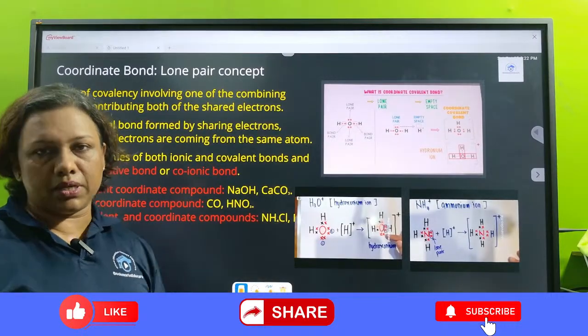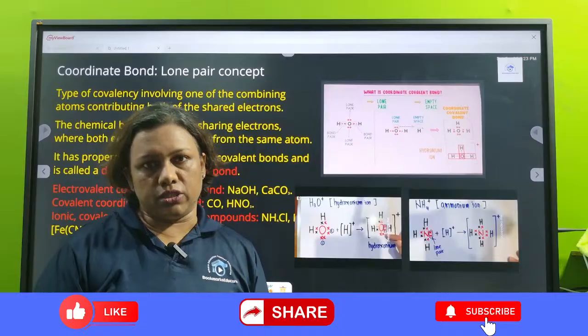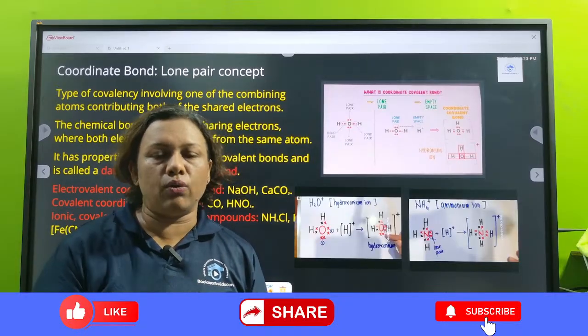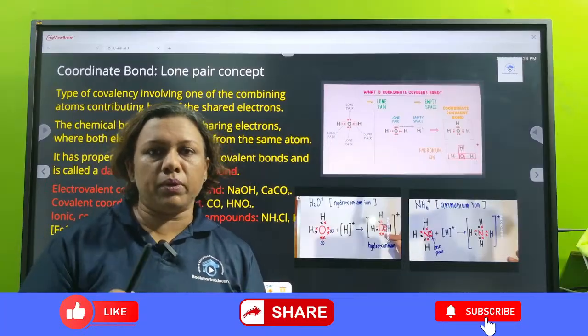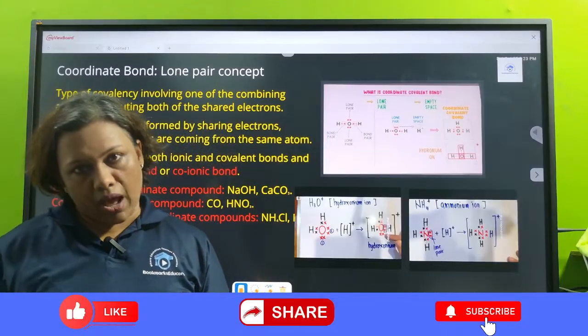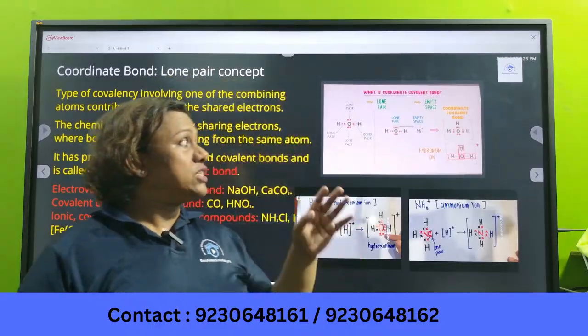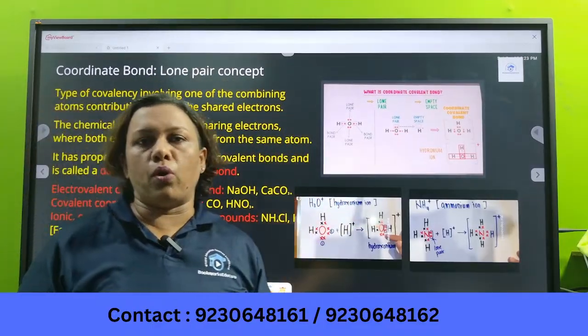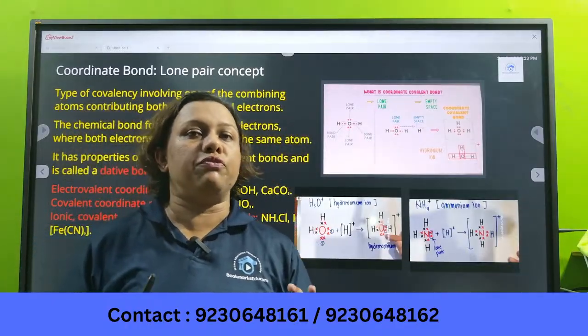are in your syllabus. Actually, coordinate bond can never be first in any molecule. First, there must be a covalent bond. After forming covalent, this coordinate bond happens. So it is also called dative bond. So these two typical examples are very important for your board exam. Please be careful and listen very carefully.